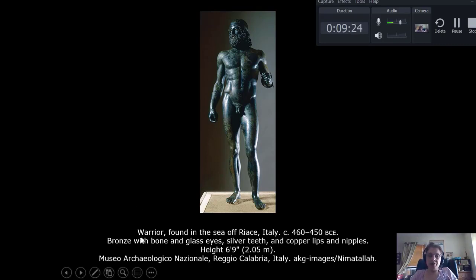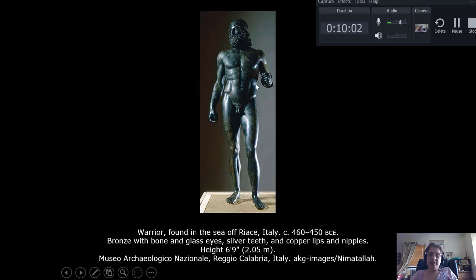But this, the warrior, he was found in the sea. He was on a boat being transported, and the boat sunk for whatever reason, and it was lost for centuries, and then it was rediscovered, and that's how we have a full figure like this left. So he is dated to circa 460 to 450 BCE, made out of bronze, and then it has bone and glass eyes with silver teeth and copper lips and nipples. So he has things that have been added to him, right?